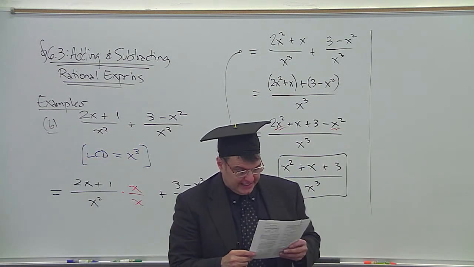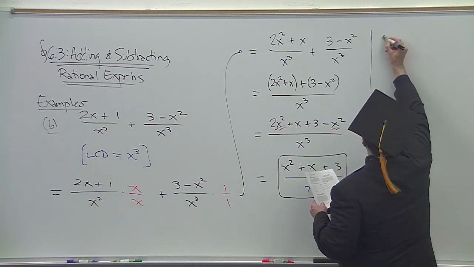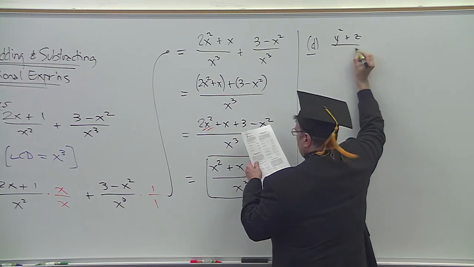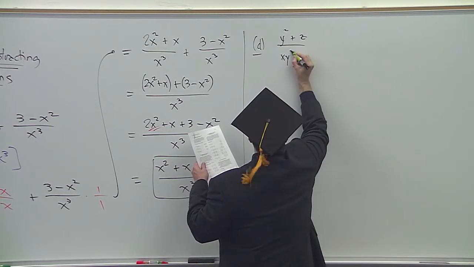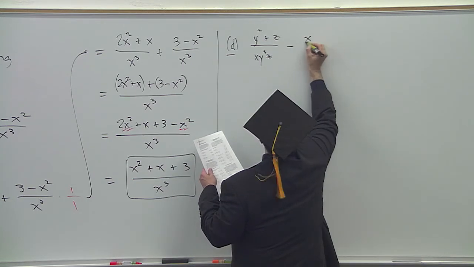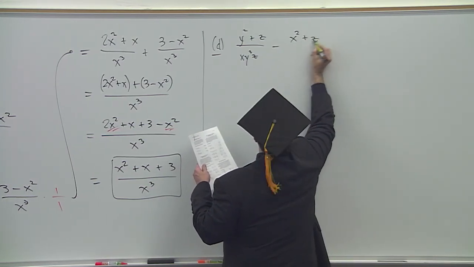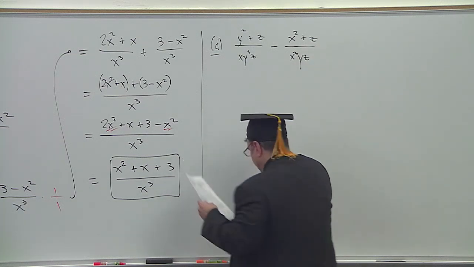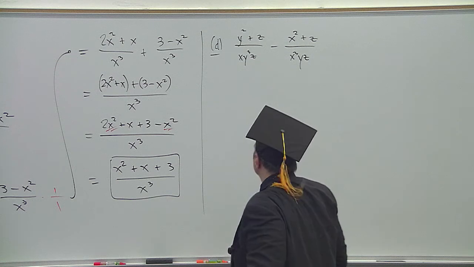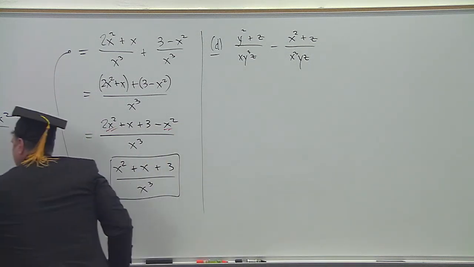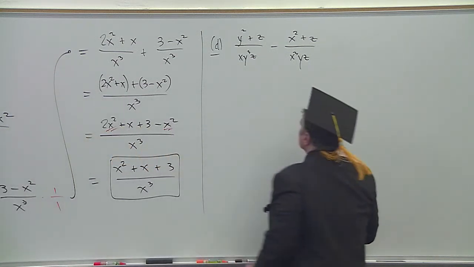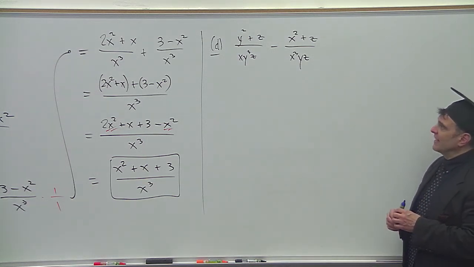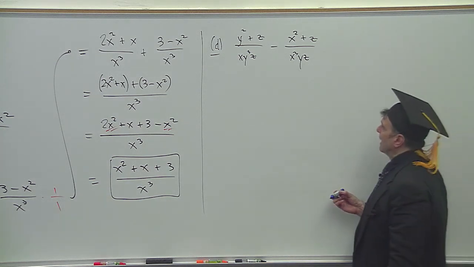We did example C in class, so I will go on to example D. y squared plus z over x y cubed z, minus x squared plus z over x cubed y z. We are subtracting fractions. They're algebraic fractions, but fractions nonetheless. Therefore, we seek a least common denominator.